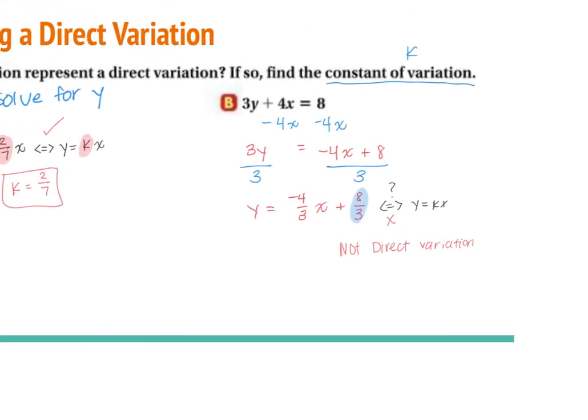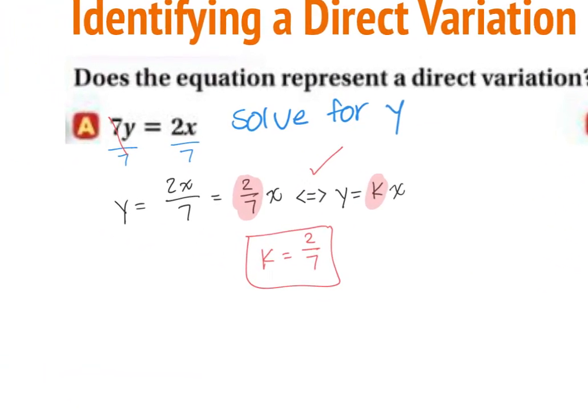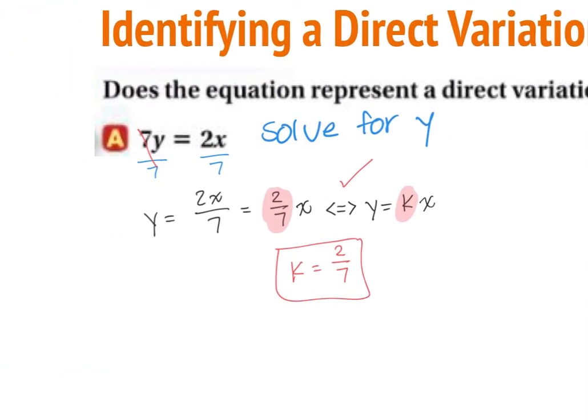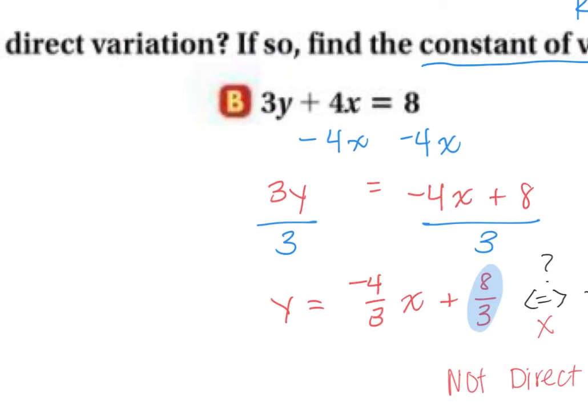In A, notice how we didn't have a constant at all. Every single number had a y or an x attached to it. And then in B, we had that 8. If you have a number that has nothing next to it, so no x and y, so it's a constant, it's not a coefficient, you are not going to have a direct variation, okay?